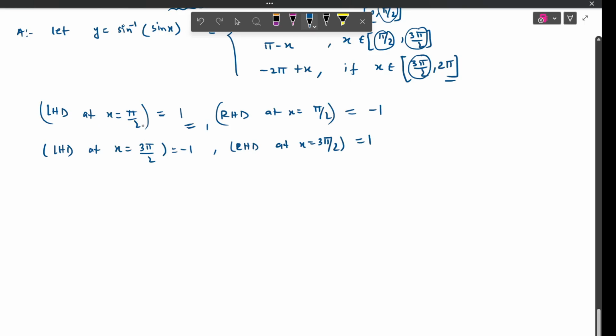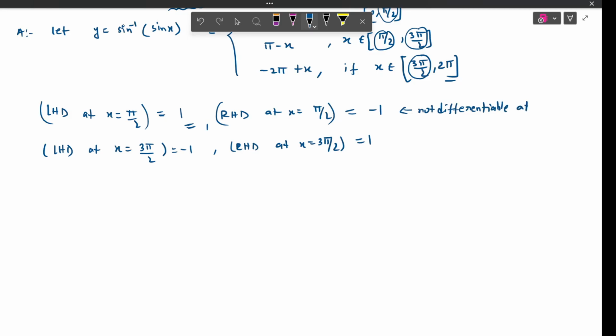So you can see here the left hand derivative is +1 and the right hand derivative is -1 at pi by 2. So this is not differentiable at x equals pi by 2. And it is also not differentiable at x equals 3 pi by 2.